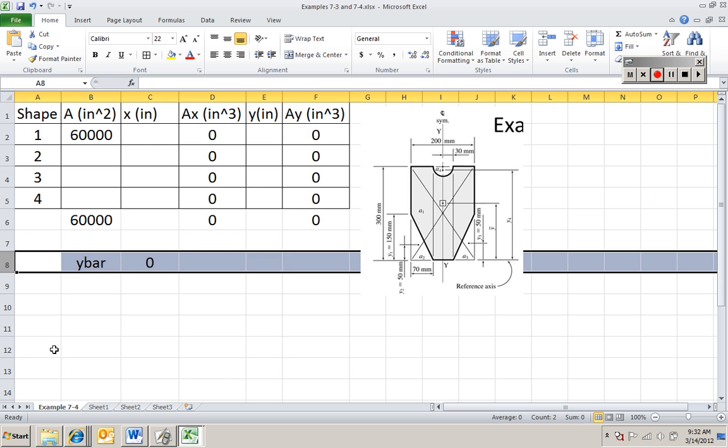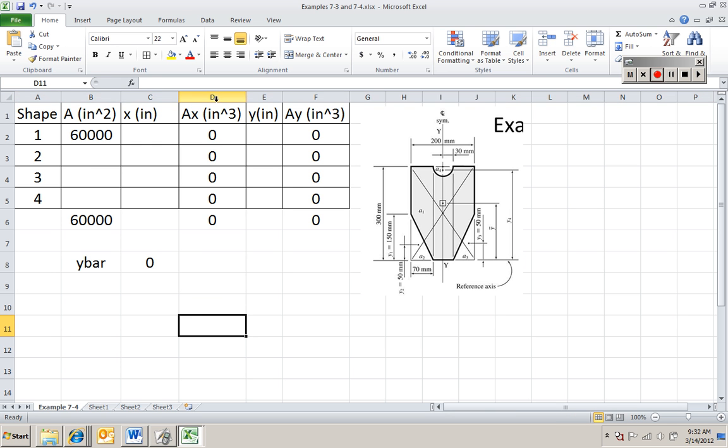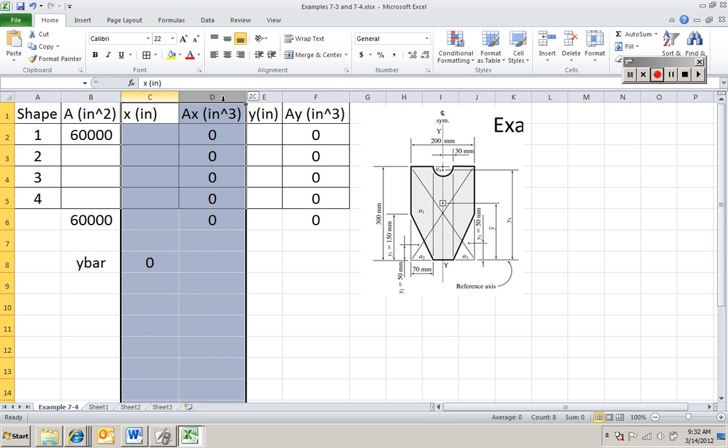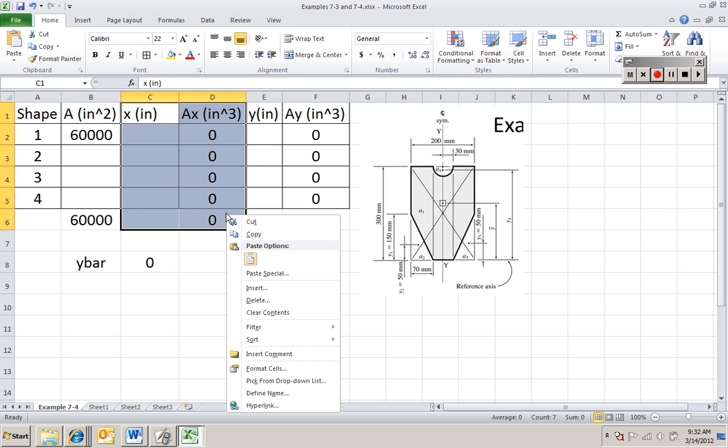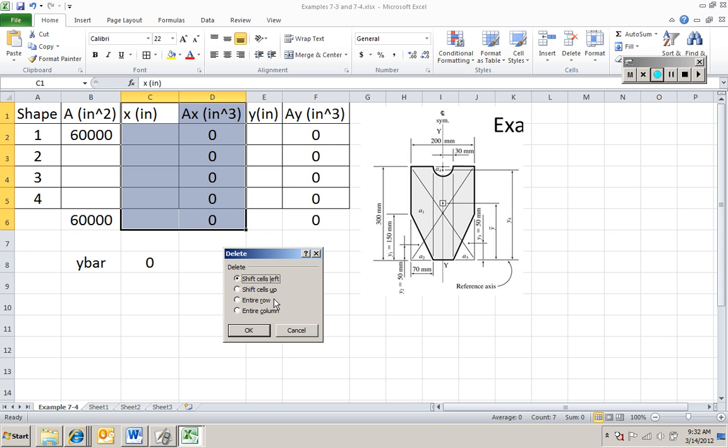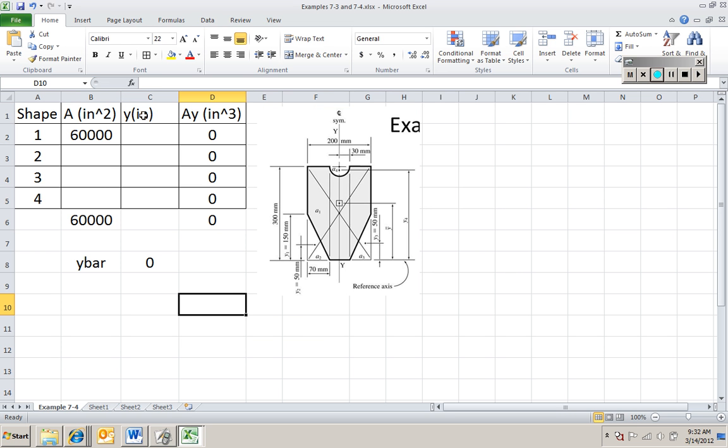get rid of this, and we can also get rid of these. So when we look at this, then for that rectangle, the y would be halfway up. It'd be at 150 millimeters.